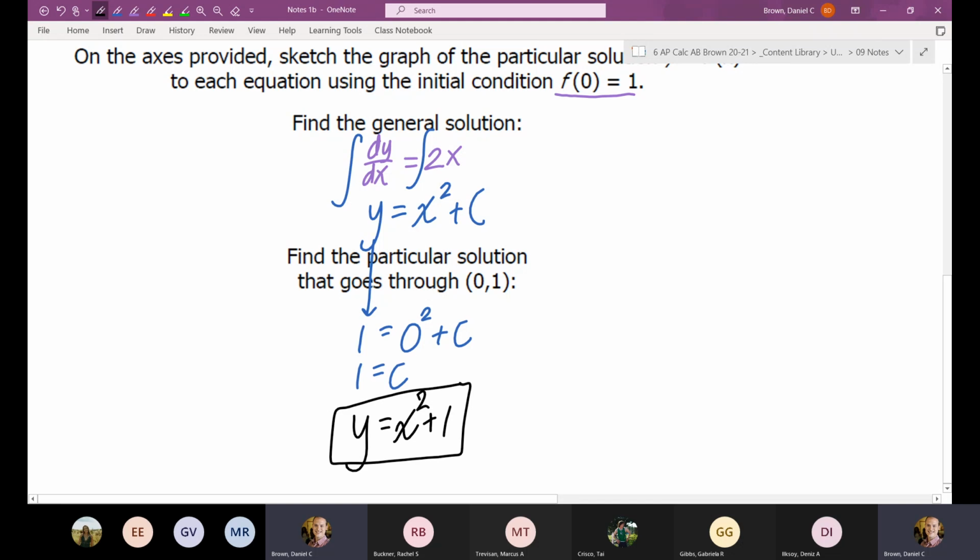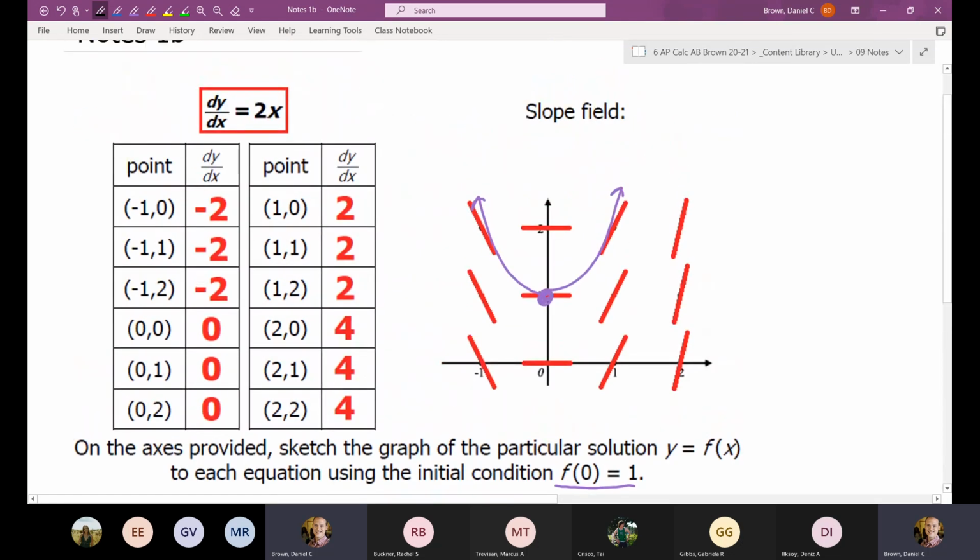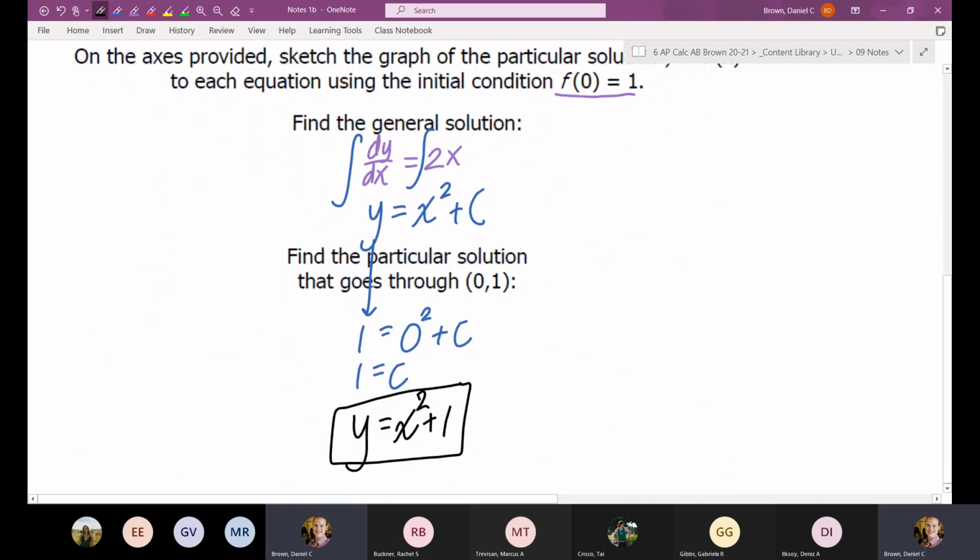Now I chose this one because we know certain things about it. That is the particular solution. Well, what is the equation of that graph we drew up here? x squared plus 1. So you can see how the slope field checks out with what the algebra and the calculus mean.